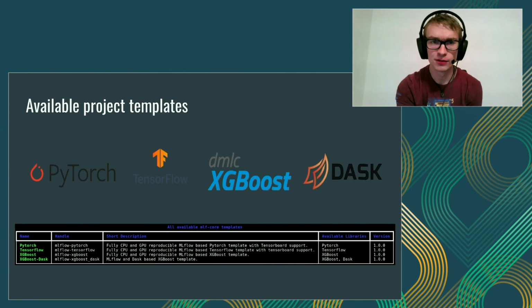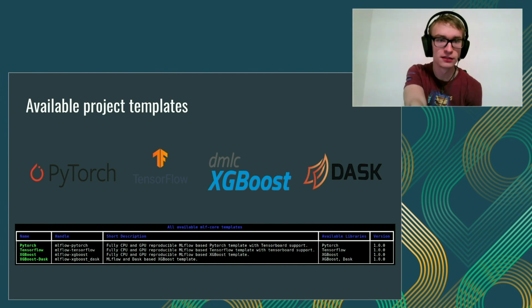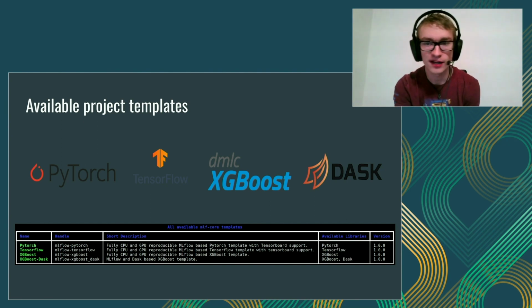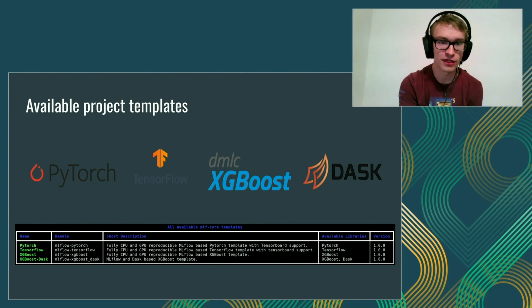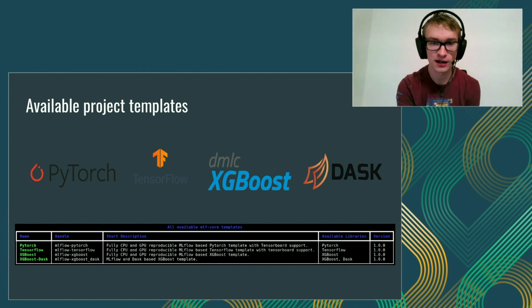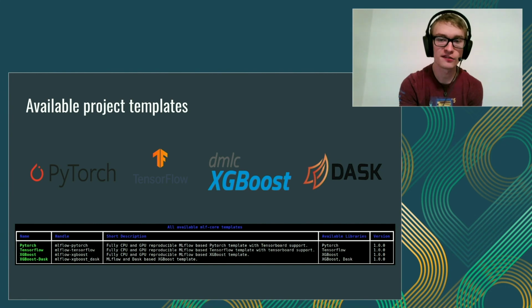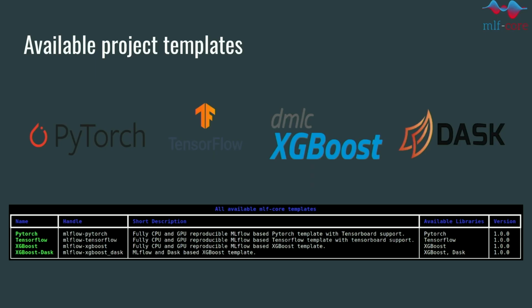What are these available project templates? At the moment, we have four project templates in mlf-core. The first one is a PyTorch template. The second one is a TensorFlow template. The third one is an XGBoost based template. And the fourth one combines XGBoost together with Dask, which is comparable to Apache Spark, but more used in the Python community. This allows you to train an XGBoost model on multiple GPUs even, which is not supported out of the box for XGBoost.